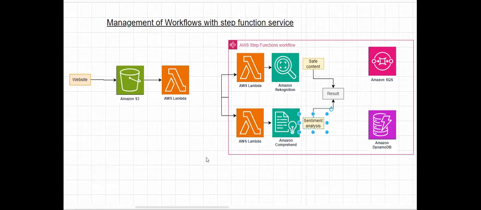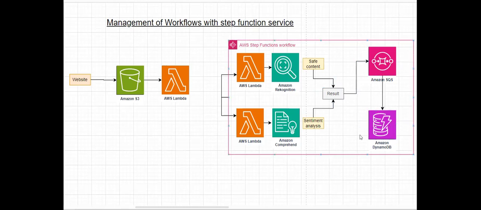In Step Functions, we create a state machine. Whenever we start that state machine, it starts running these two workflows parallelly. This is one workflow and this is one workflow. This workflow will determine whether the content is safe or not, and this workflow will generate sentiment analysis. Then those two will be collected as a result, and based on the result, if the safe content is true and the sentiment analysis is also positive, in that case the data is sent to the SQS service at first. Then after that it will be sent to this DynamoDB.